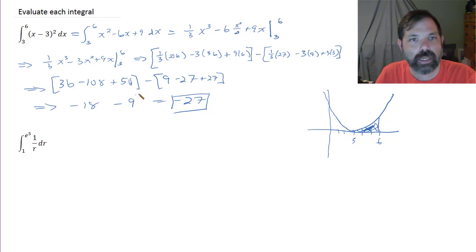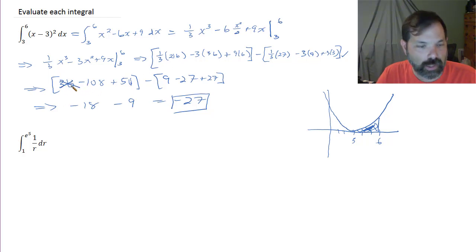Let's go through the calculations again. 6 cubed is 216. That's good. 9 times 6 is good. That looks okay. Oh, there it is. 1/3 of 216 isn't 36. What did I do on my calculator? I did 216 divided by 6 on my calculator. That should be 72. That's the problem.